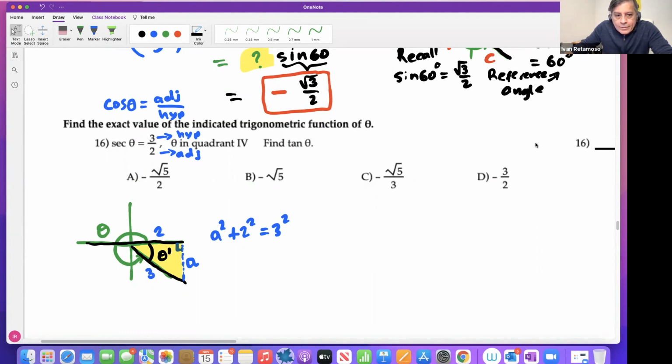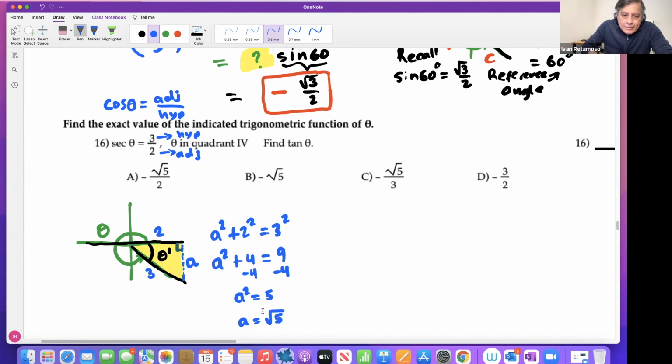All right, guys, let's do it together, okay? I'm going to find A first by following the theorem of Pythagoras here. A squared plus 2 squared, which is 4, equals 3 squared, which is 9. Subtracting 4 on both sides, A squared equals 5. Taking the square root of both sides, A equals square root of 5, right? This is A. Great. Now once you have your A, put it here. This side equals square root of 5.